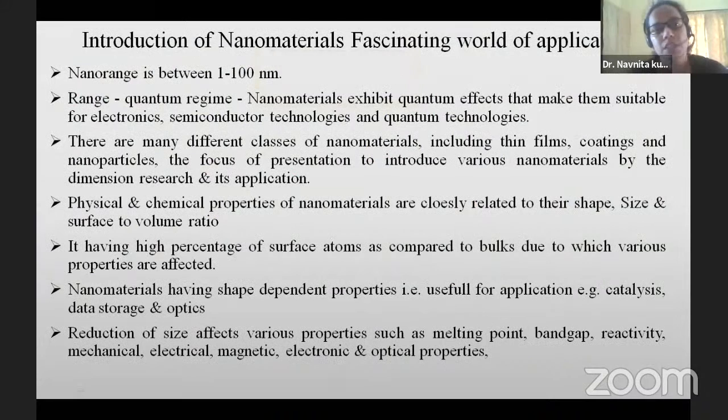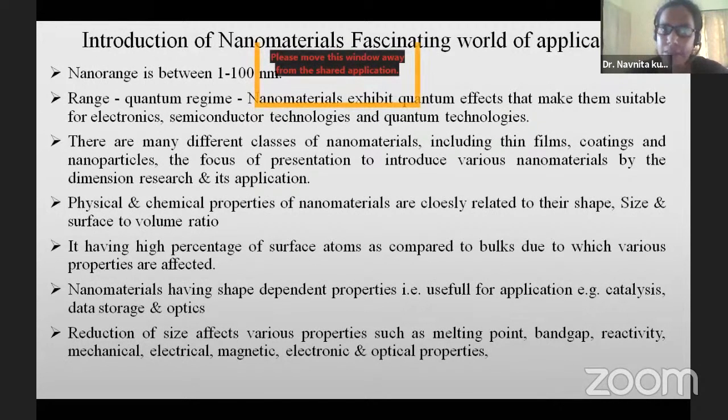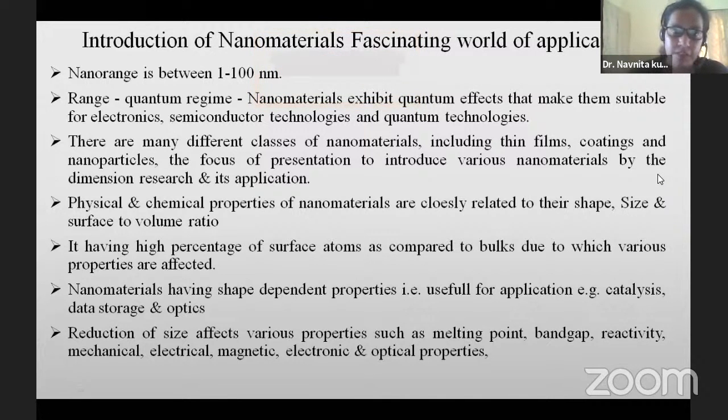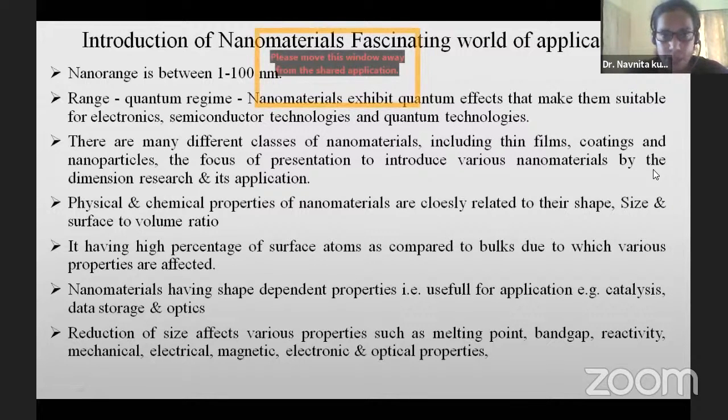Why we have to think about nanomaterials, which is a fascinating world of application. The nano range is always between 1 to 100 nanometers. The range is a quantum region. The nanomaterials exhibit quantum effects that make them highly suitable for electronics, optoelectronic devices, semiconductor devices, and quantum technology also. There are many different classes of nanomaterials, which include thin films, nanoparticles, nanorods, nanoflowers, and these different shapes and sizes provide various dimensions of research for application purposes.